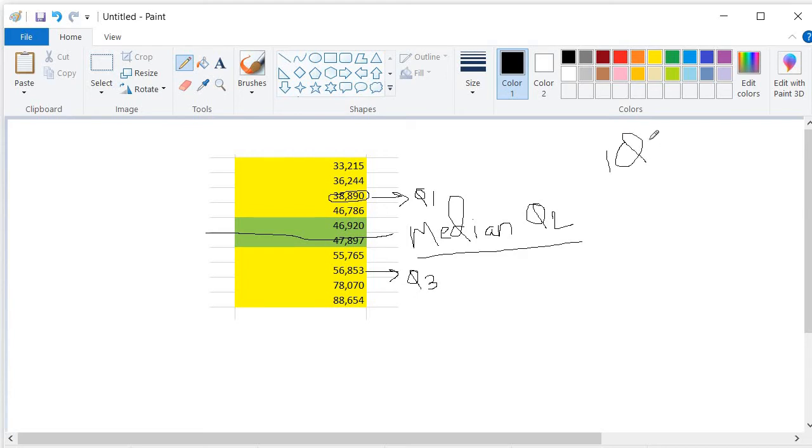Now, the interquartile range, which is called the IQR, is equal to Q3 minus Q1. Here Q3 is 56853, so it is 56853 minus 38890. That would be your interquartile range.